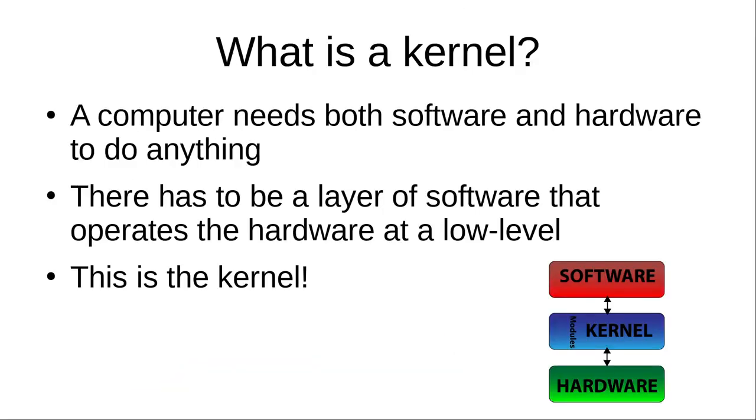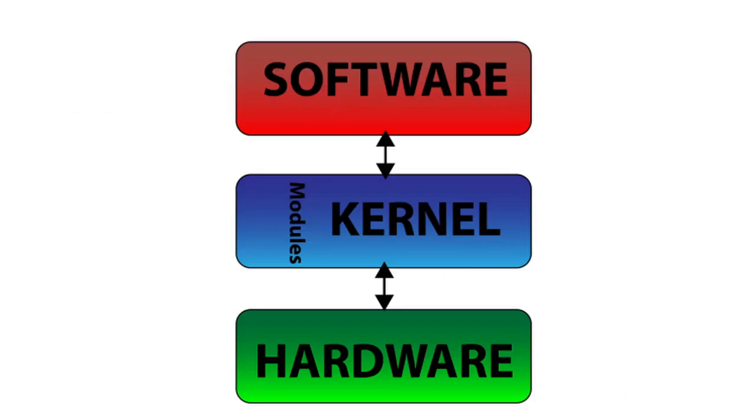What is a kernel? Well, to understand what a kernel is, you must first understand that a computer needs both software and hardware to do anything. So to make it easier for a piece of software, like for example a web browser, to interact with the physical components of the computer, it makes sense to have a layer of software that acts as an abstraction between the hardware and the software that needs to use it.